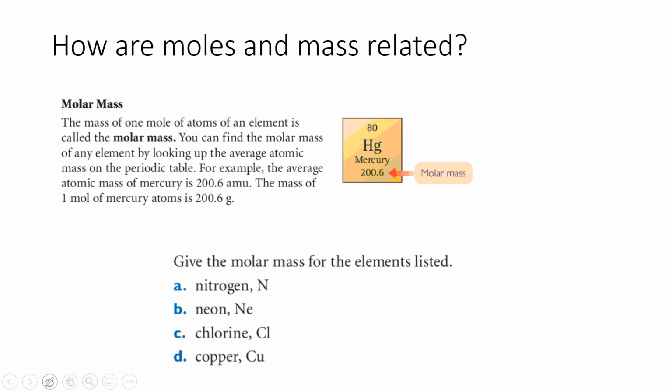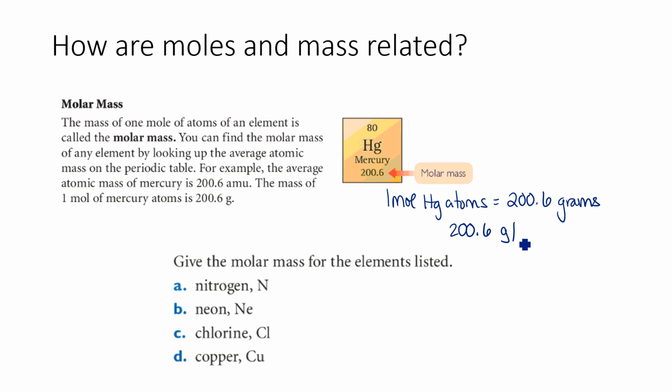So what this tells us, again right here, like for mercury in this example, is that 1 mole of mercury atoms weighs 200.6 grams. So how we usually write the units of this is we'd say that the molar mass of mercury is 200.6 grams per mole. So that's how we write out g/mol. You would say it as grams per mole.